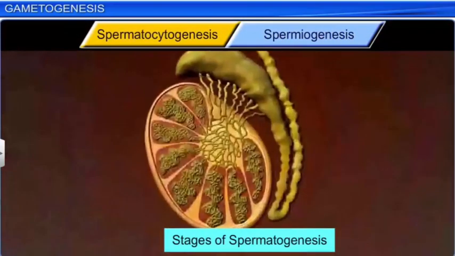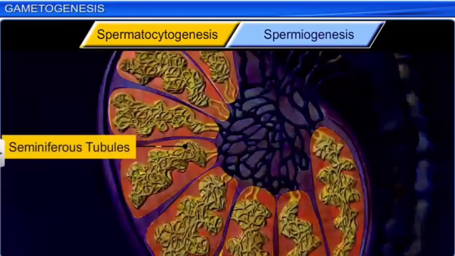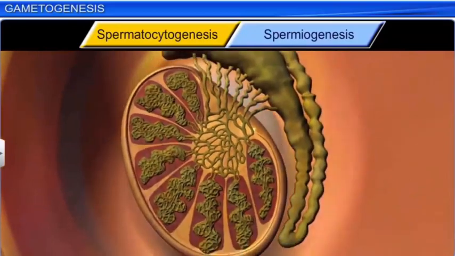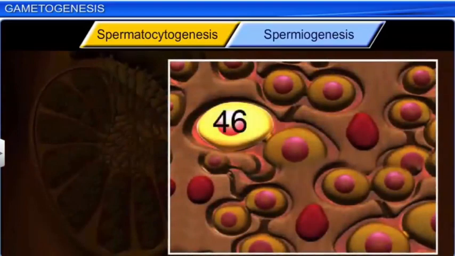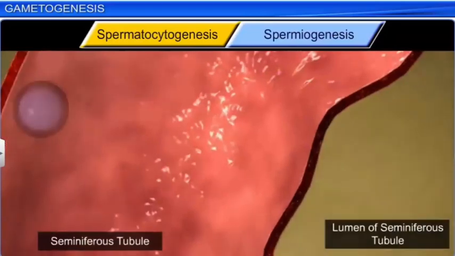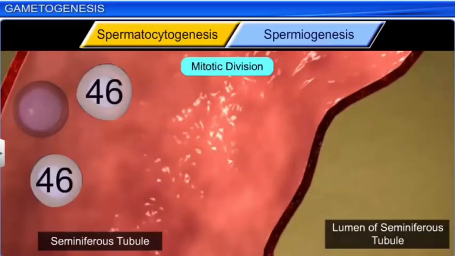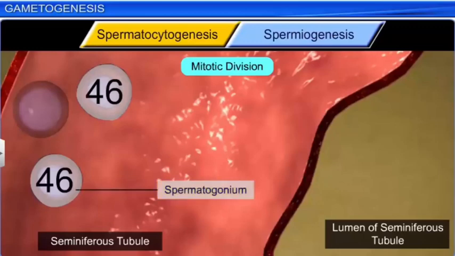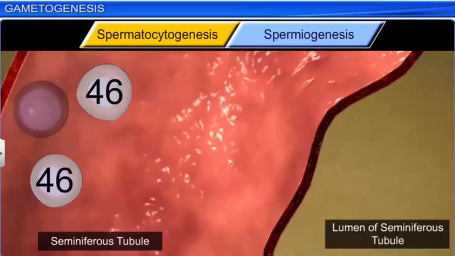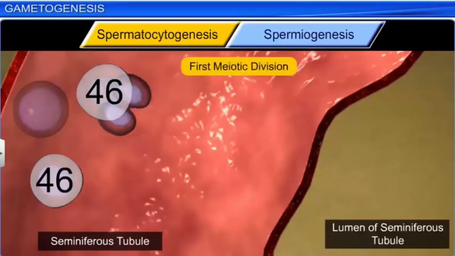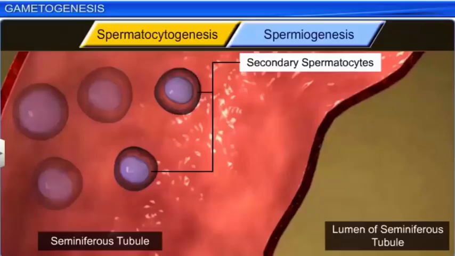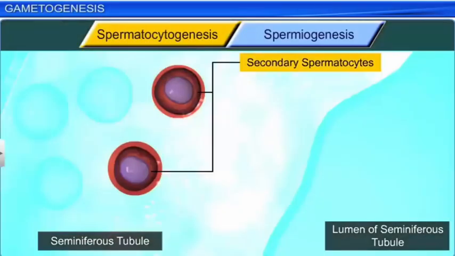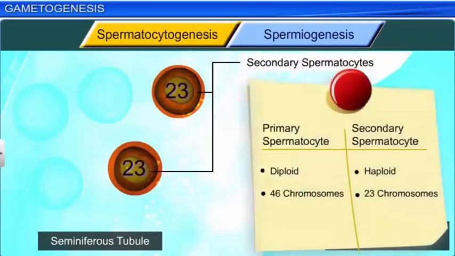Spermatocytogenesis, the first stage, occurs in the seminiferous tubules, whose inner walls are lined with spermatogonia, the diploid male germ cells containing 46 chromosomes. Some of these spermatogonia divide mitotically to form 2 daughter cells. Of these 2 daughter cells, one remains the spermatogonium, while the other one becomes the primary spermatocyte. This primary spermatocyte divides meiotically to form 2 equal cells called secondary spermatocytes. Unlike primary spermatocytes, secondary spermatocytes are haploid cells containing 23 chromosomes each.